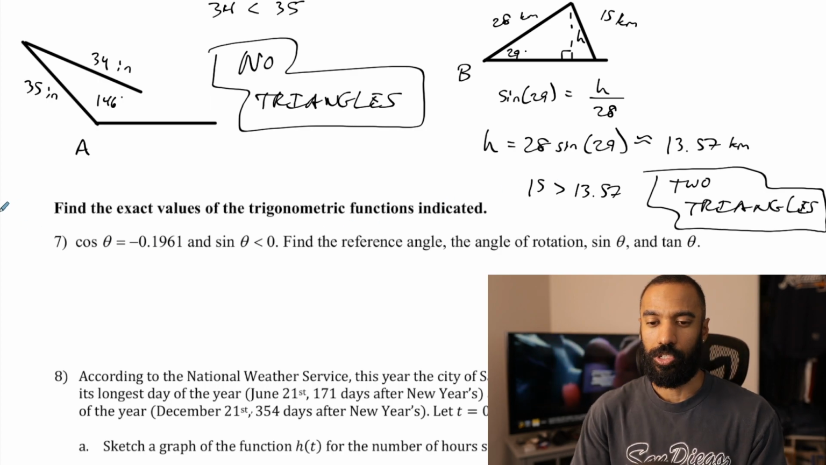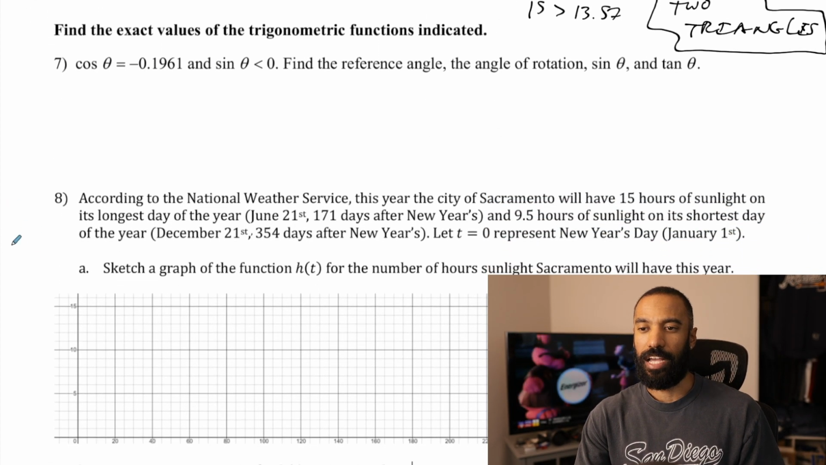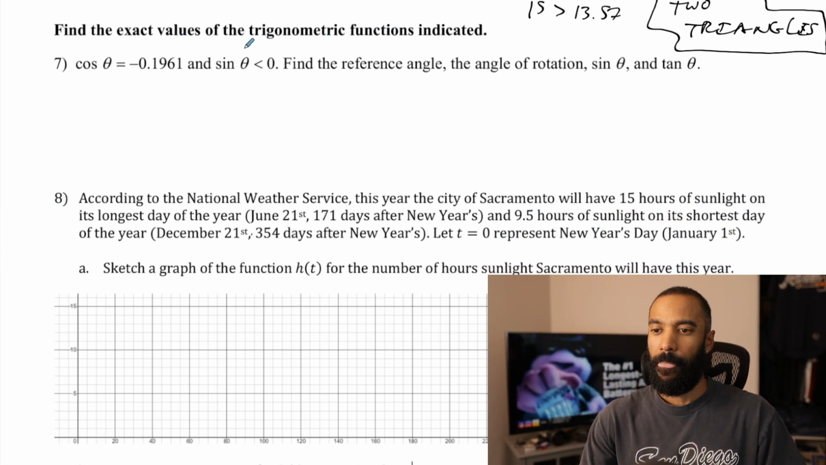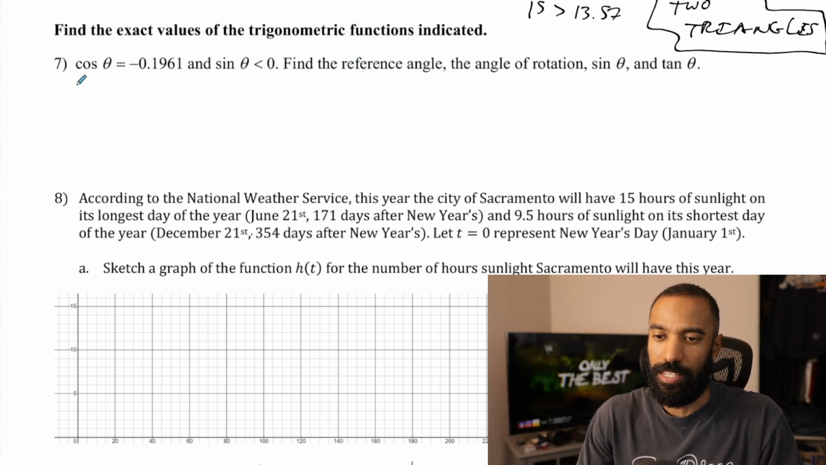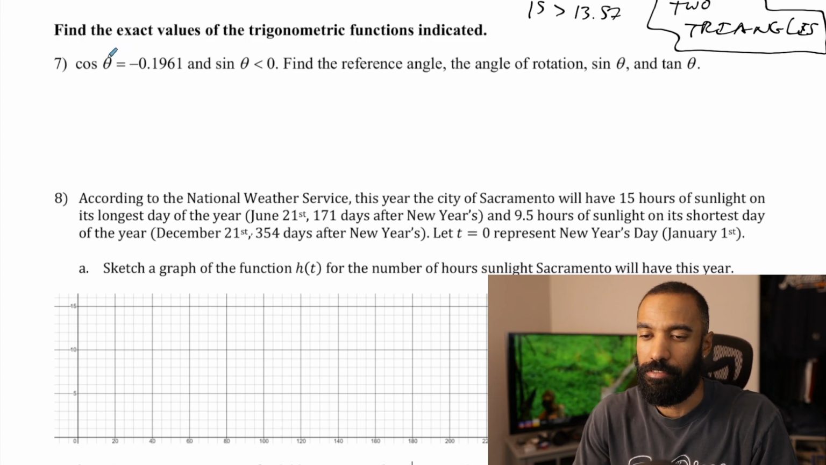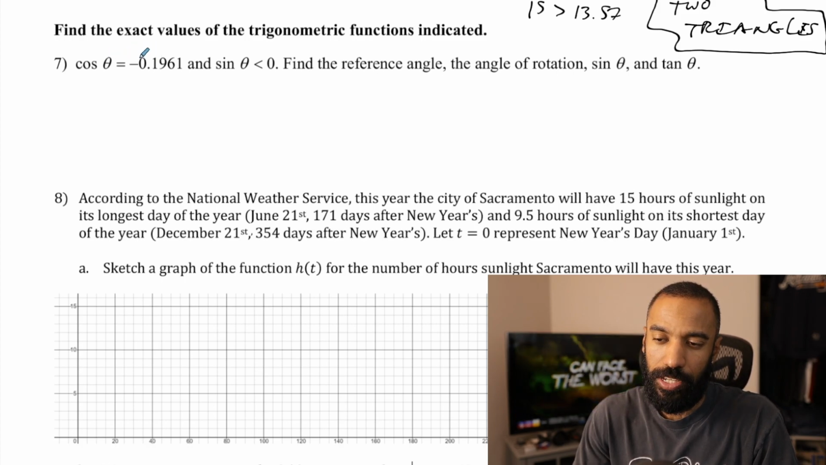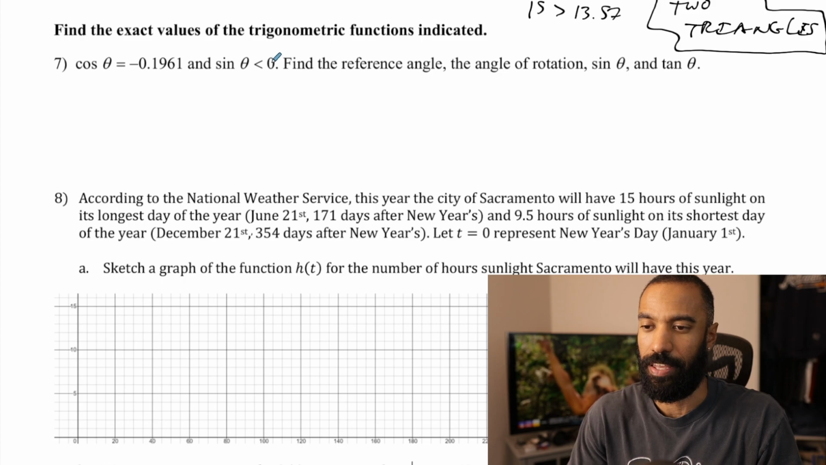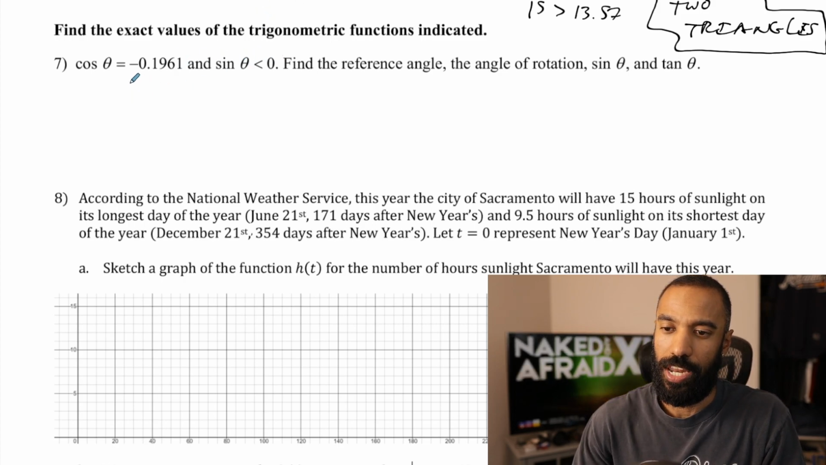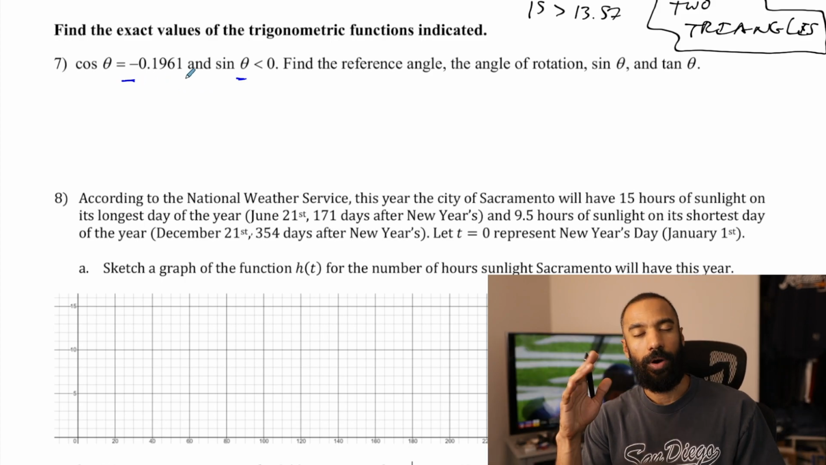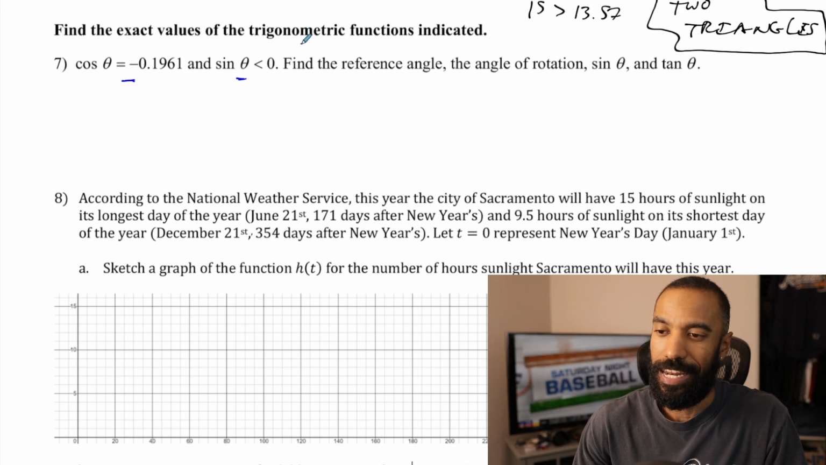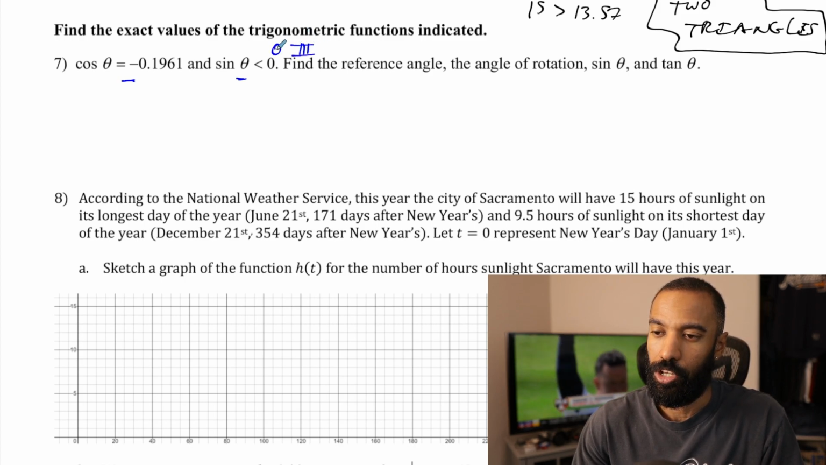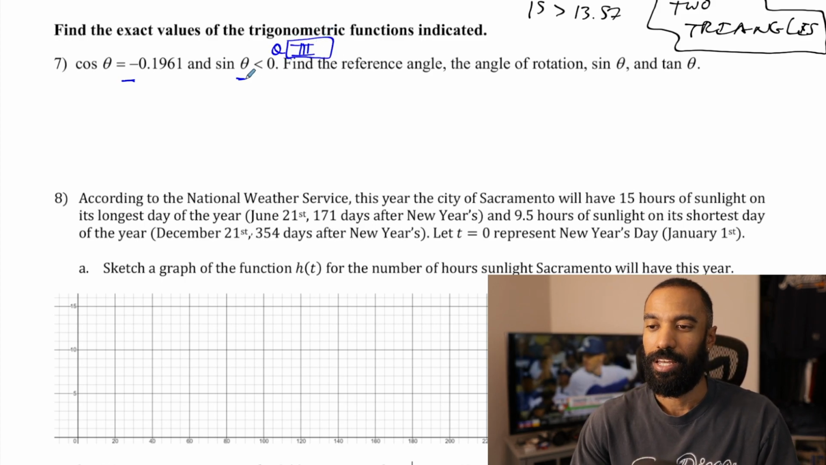Now this is kind of unit circle-ish based here. Find the exact values of the trig function indicated. Reference angle, angle of rotation, sine of theta, and tangent of theta. We know that the cosine of some theta is negative 0.1961, and sine of theta is less than 0. Well, this is negative for cosine. This is negative for sine. And the only quadrant that has negative cosine and sine in it is quadrant 3. I'll put Q3, like that.